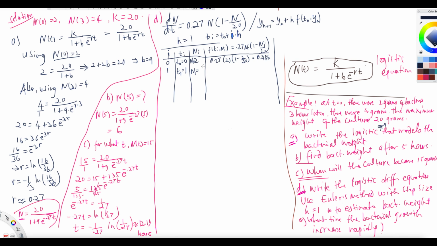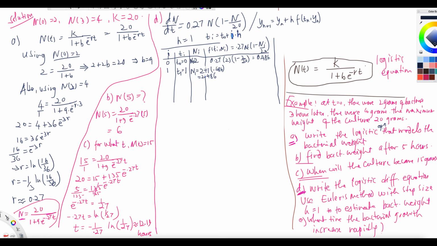So y0, that is 2 plus, let me erase this a little bit because I don't have enough space there. Okay, so you will get 2 plus, and then h is 1 times 0.486. That's what you get. So that value is basically 2.486. That is the n1 value.